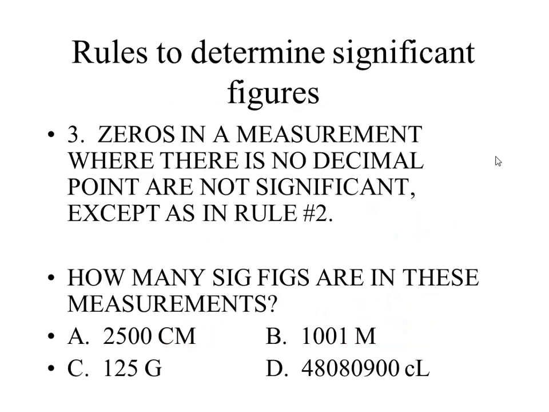So let's go on to the next rule. Zeros in a measurement where there's no decimal point are not significant. Okay? Doesn't mean they don't matter. So let's consider A right here, 2,500. What this states, and this is how it's communicated, is that I know the thousands is a 2, I know the hundreds is a 5. But what it's saying is my device I'm using to measure is not precise enough to go to the tens. What these here are called placeholders.